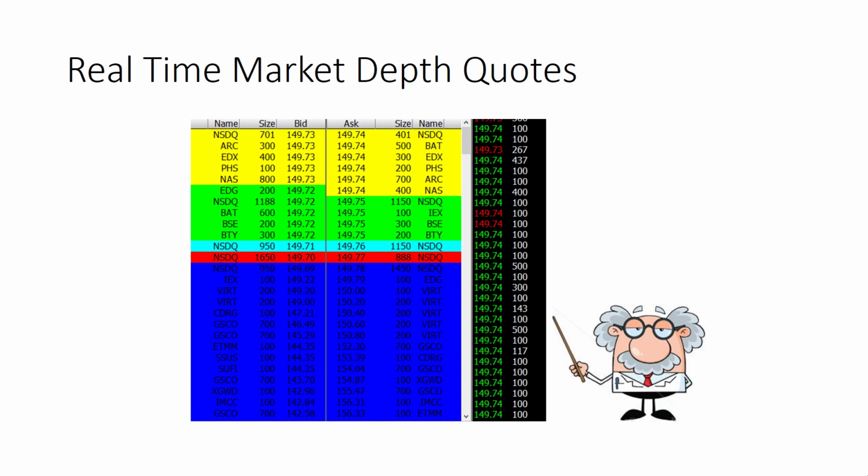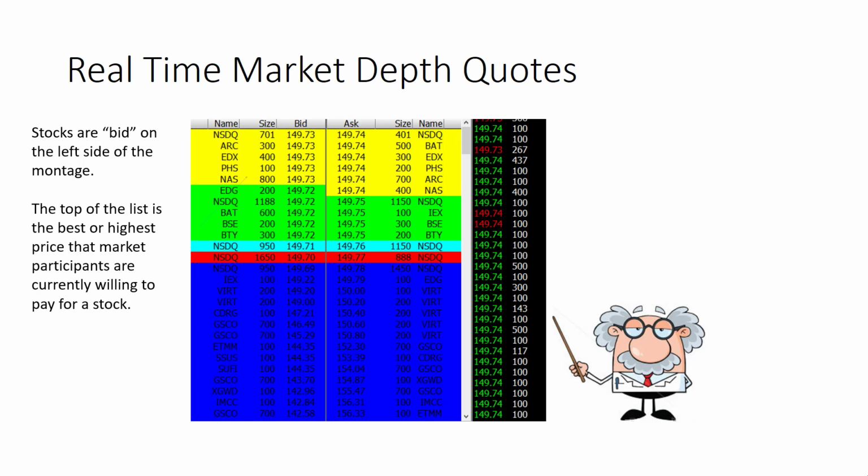This is the real-time market depth. So these are stock quotes. And on the right side, you see a ticker tape. Stocks are bid over on the left side of this montage. At the very top of the list is the best price that anyone is currently willing to pay for the stock. So on this day, at this particular time, 149.73 was the highest bid for Apple.